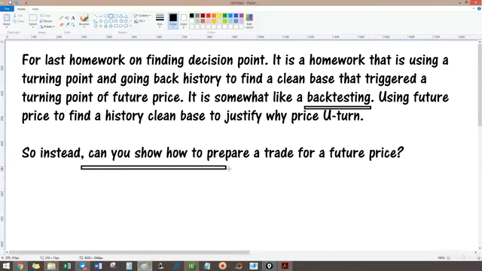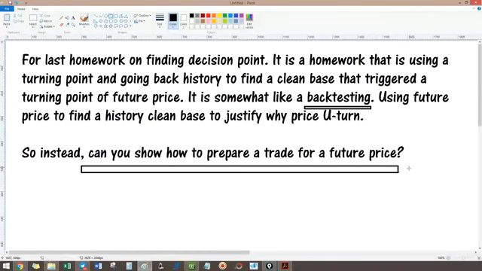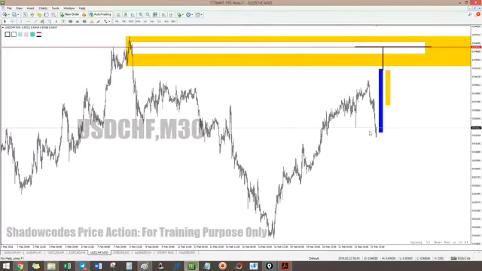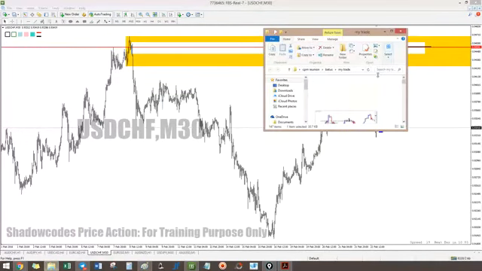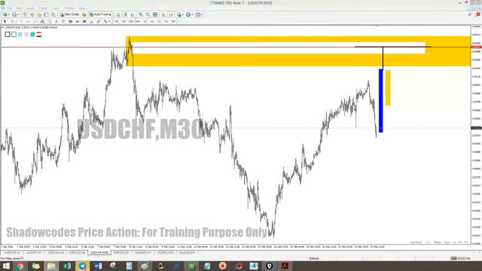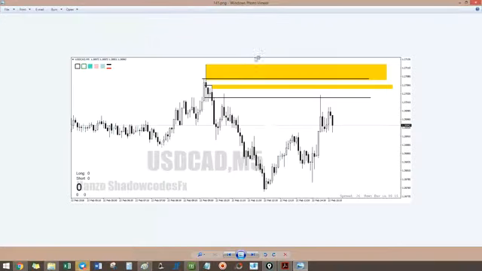So instead, can you show how to prepare trade for future price? All right. I will not live trade because I already have a live trade example that I did today with my student that attends the personal coaching. I already did a live trade with him. Let me open this. All right, this one is before the news.